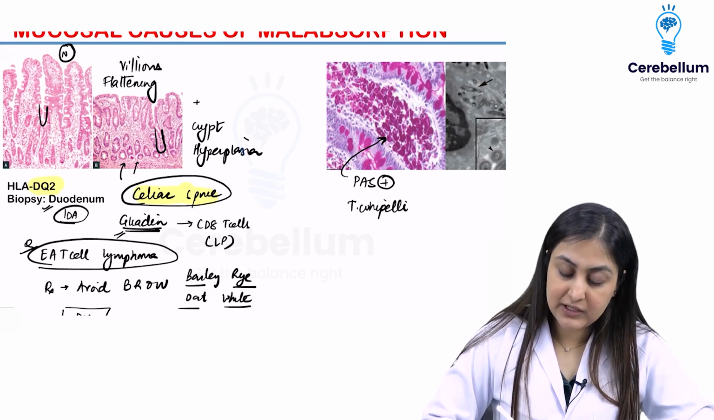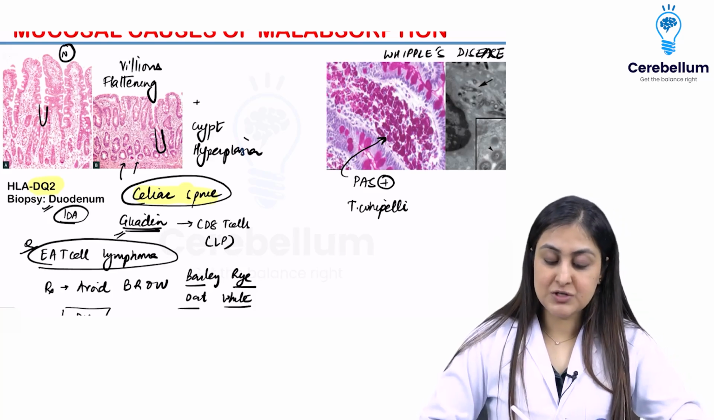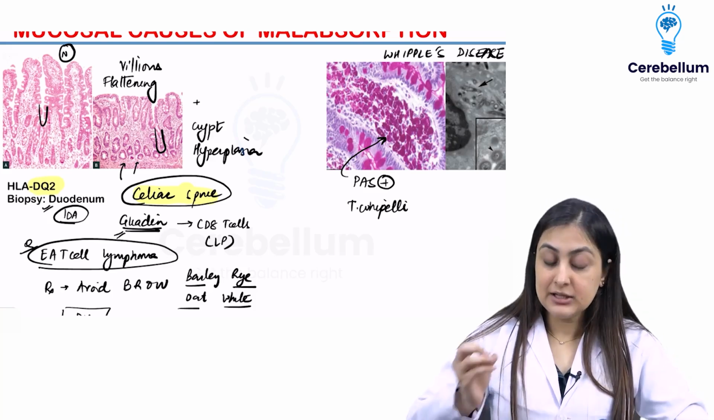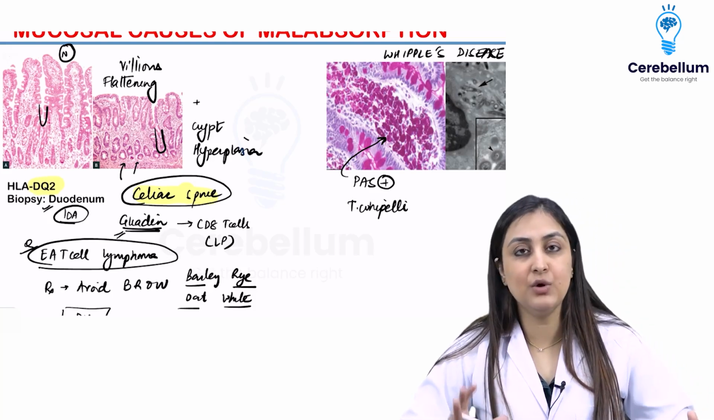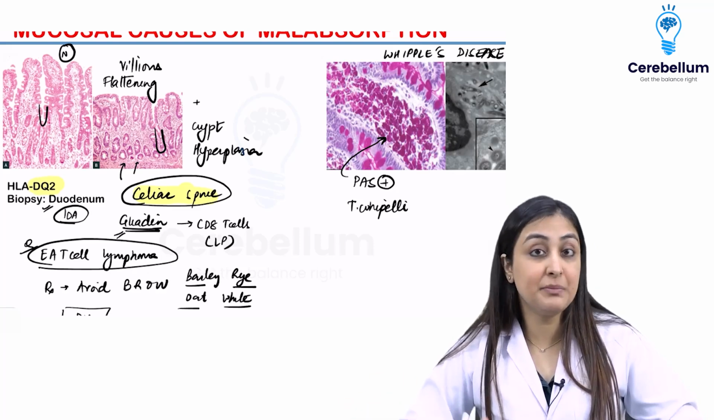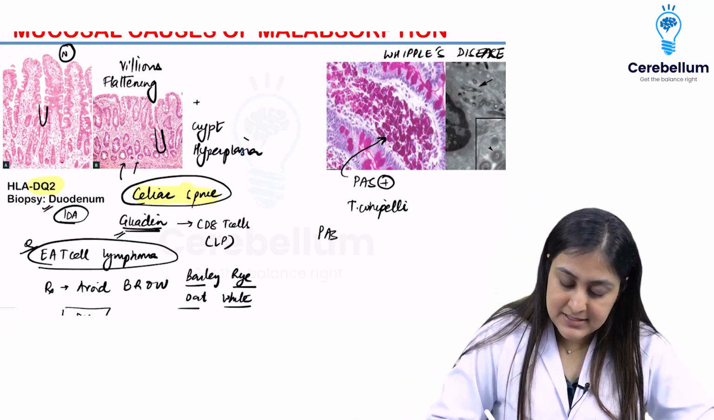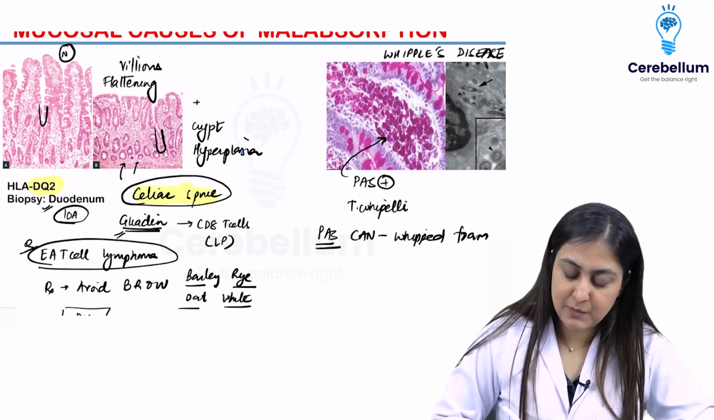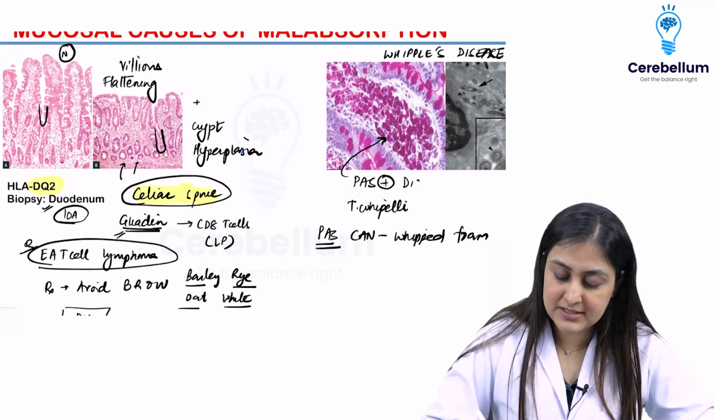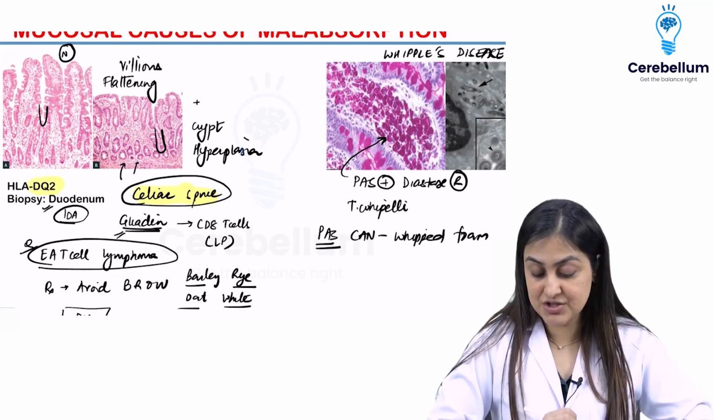So what we are talking about is Whipple's disease caused by Tropheryma whipplei. The sentence that is going to help you here is: pass the can of whipped cream or whipped foam. So pass the can of whipped foam. How does that help me? First, I know it is PAS positive, and also remember it is diastase resistant. Everything except glycogen is diastase resistant.